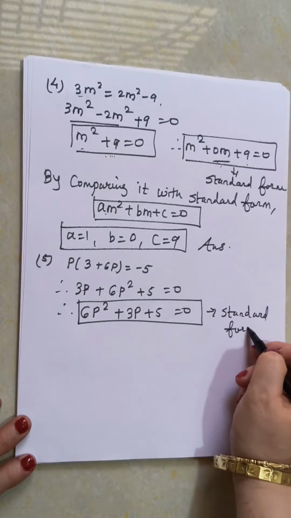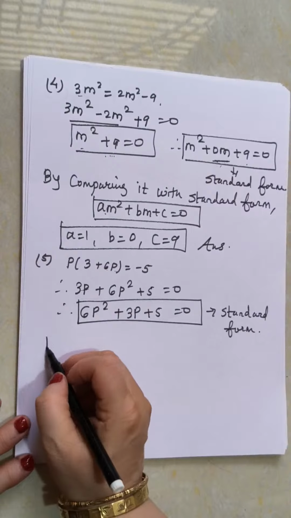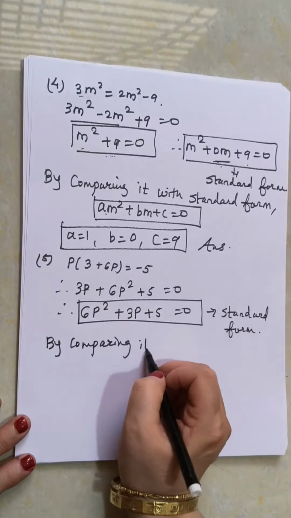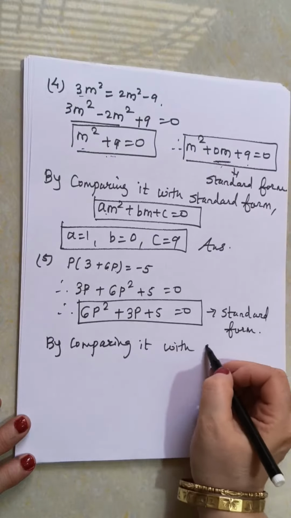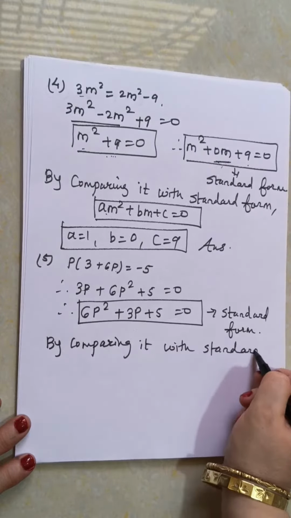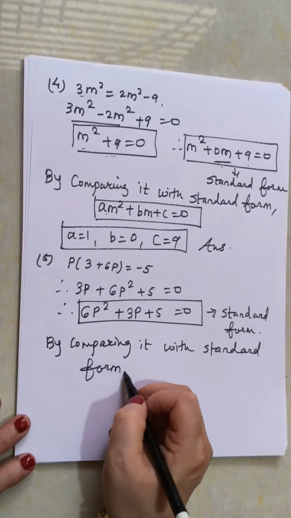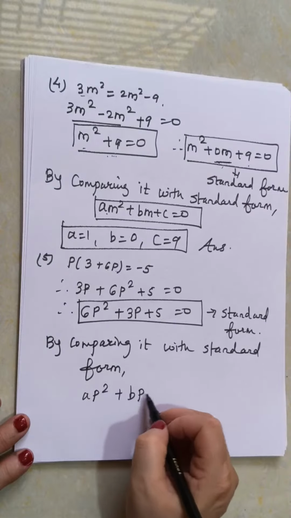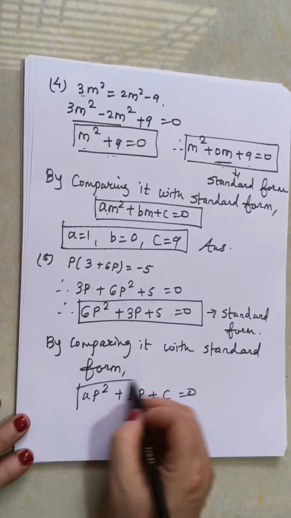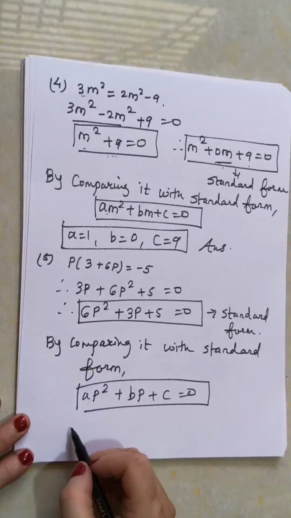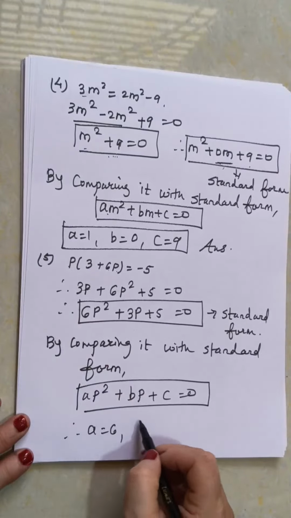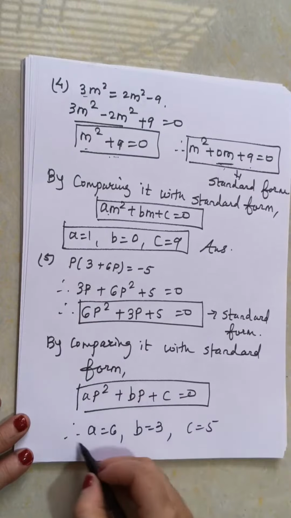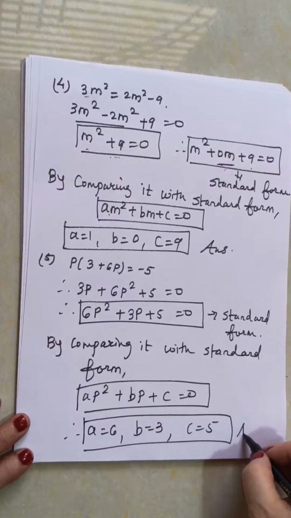Okay everyone, now compare it by comparing it with standard form. Standard form काय आहे? AP square plus BP plus C is equals to 0. So A काय होईल? 6. B काय होईल? 3. आणि C काय होईल? 5. And this is our answer.